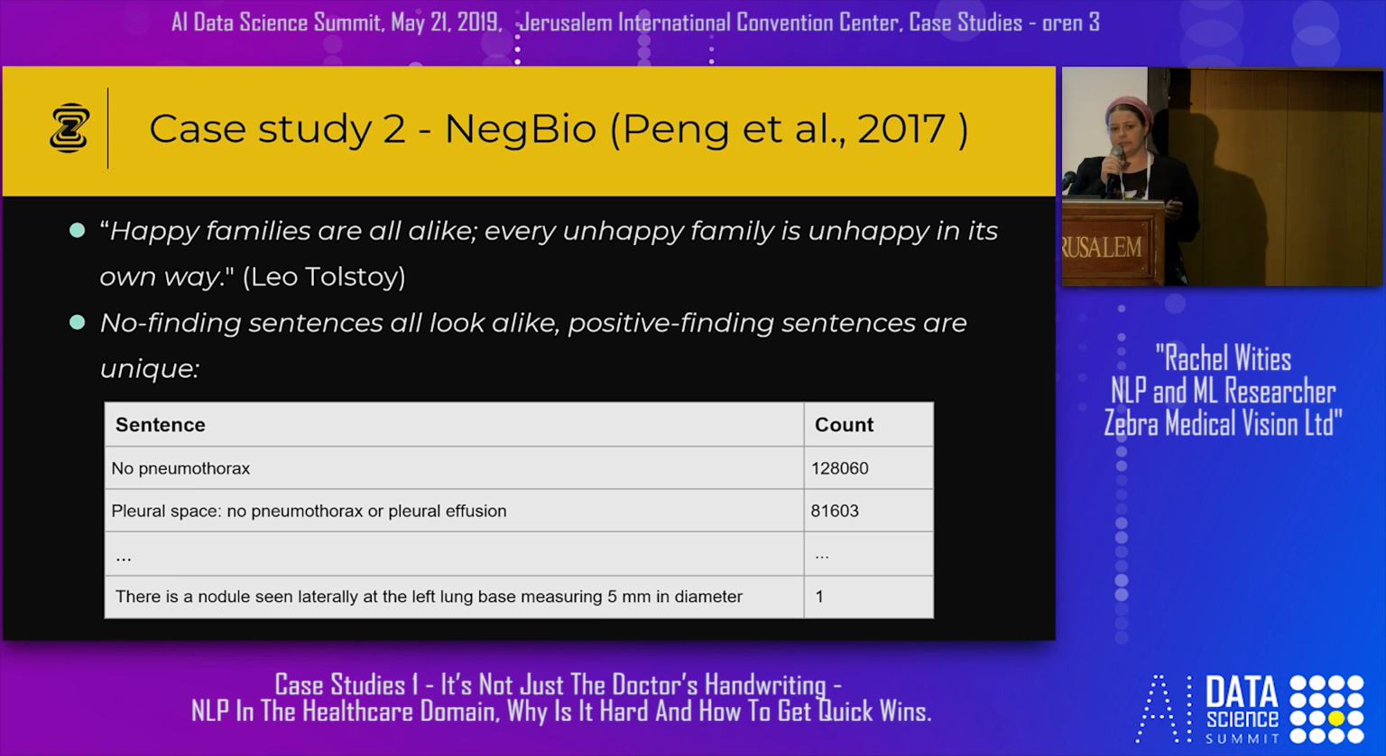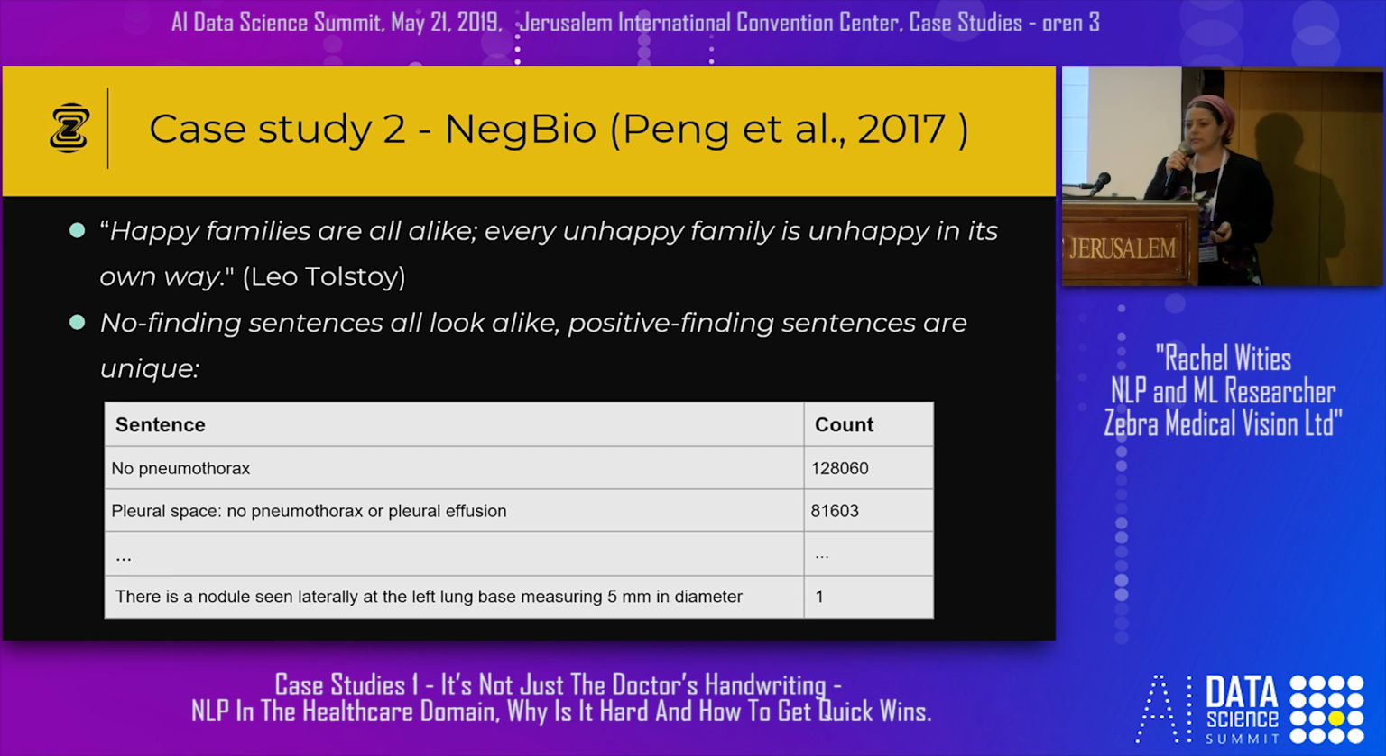Okay, and now let's talk about another case study which uses another property of radiology reports. Leo Tolstoy says at the beginning of Anna Karenina, happy families are all alike, and every unhappy family is unhappy in its own way. And interestingly, this is also the case in the radiology world. The happy sentences, the no finding sentences, the no pneumothorax sentences are very common and look the same. And the unhappy sentences, the sentences where there is some finding present, would usually be unique because, like I showed you before, the radiologist would want to tell where it's happening and measure it and so on. You can see here an example of sentences and their frequency.